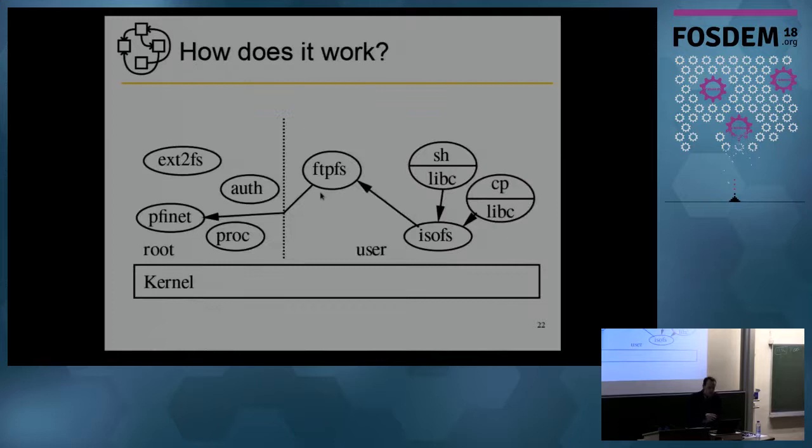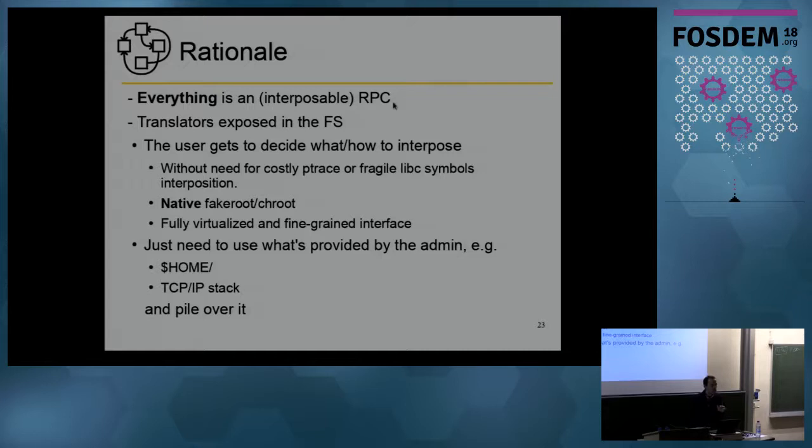So how does it work? It's quite simple, actually. The idea is that it's libc which implements this. So everything that happens in the system is interposable because everything is already an RPC. It's how it works from the start. And so you just expose what you want in the file system in /something, and then the user can decide what to put here and there. The idea, if you think about fakeroot, chroot, for instance, fakeroot is actually something that puts a library to redirect open, close, etc., so that instead of opening that thing, it opens something else.